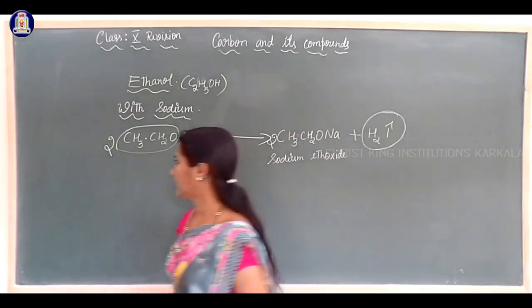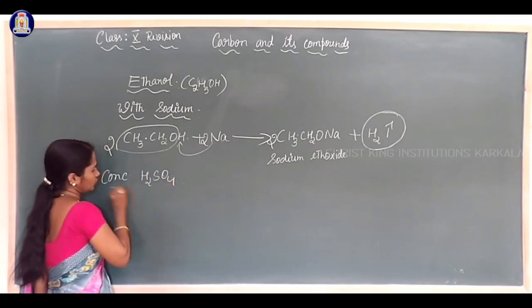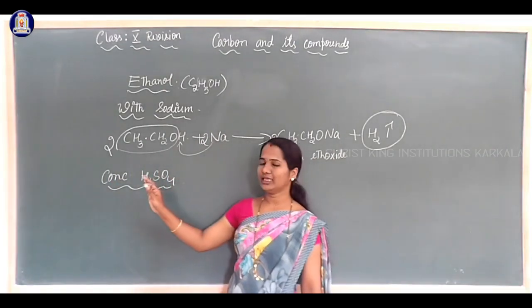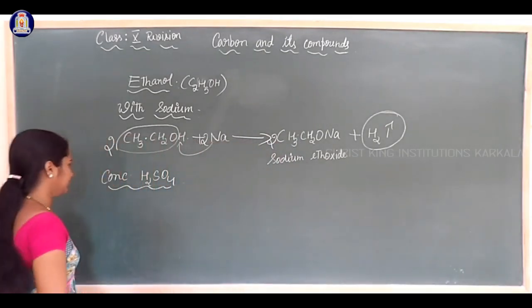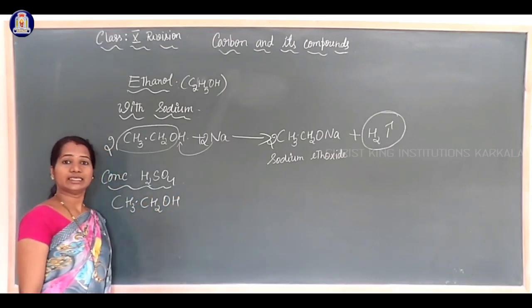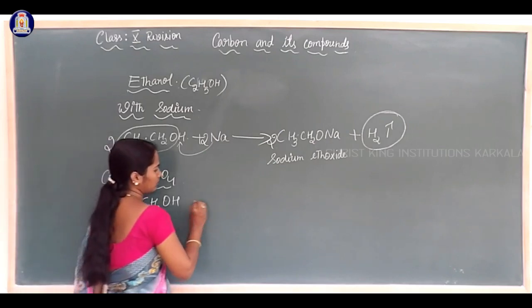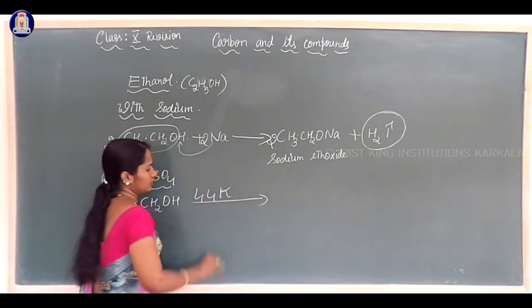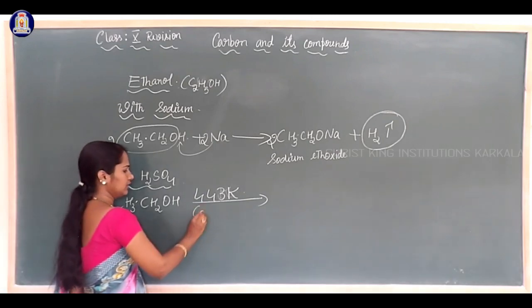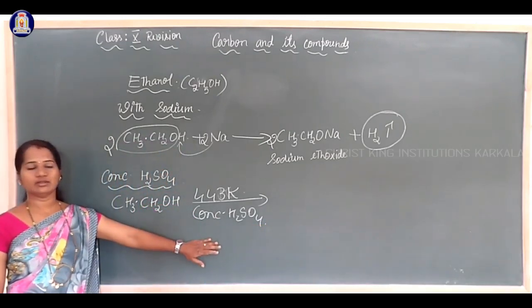Now we move to the second reaction, that is the reaction with concentrated H2SO4. What is H2SO4? Sulfuric acid. What is the reaction between sulfuric acid and ethanol? When ethanol, CH3CH2OH, is heated at a temperature of 443 Kelvin, high temperature, with highly concentrated sulfuric acid, H2SO4, what happens?